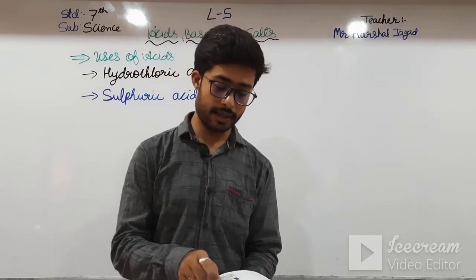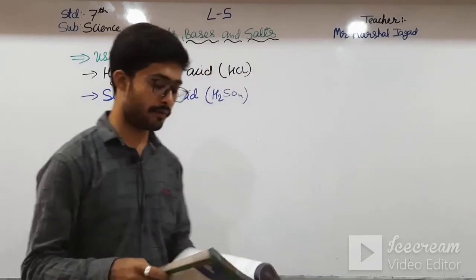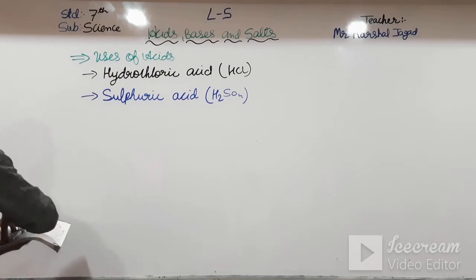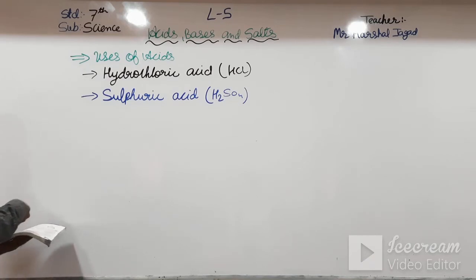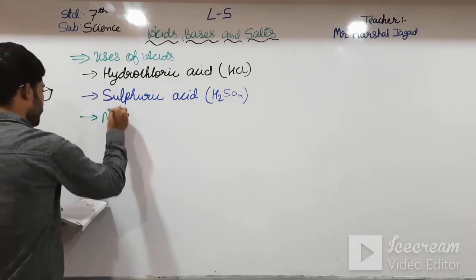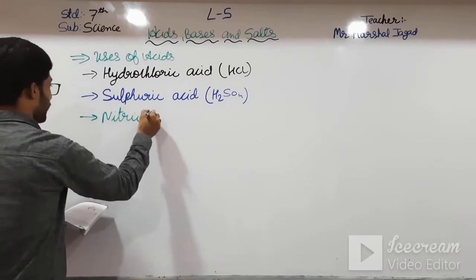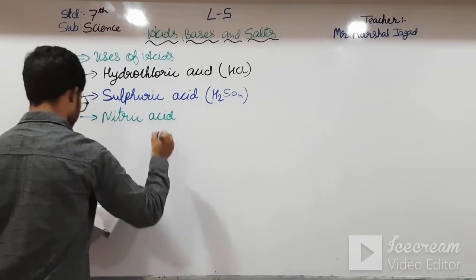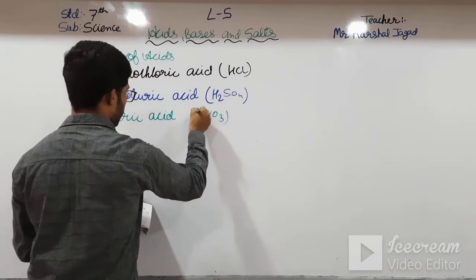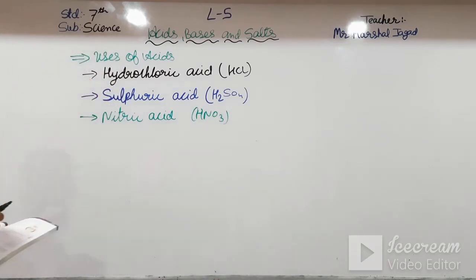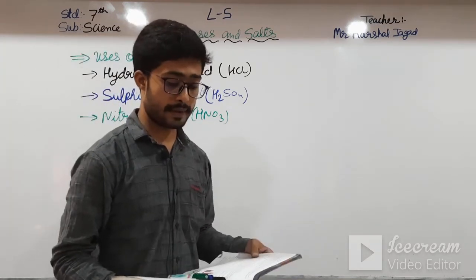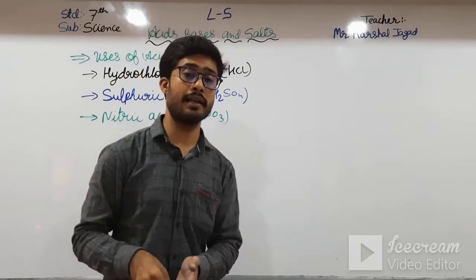Okay students, now going towards nitric acid. See here, we will see the nitric acid examples. Nitric acid, that is HNO3, is used in a solution with hydrochloric acid to clean silver and gold jewelry.